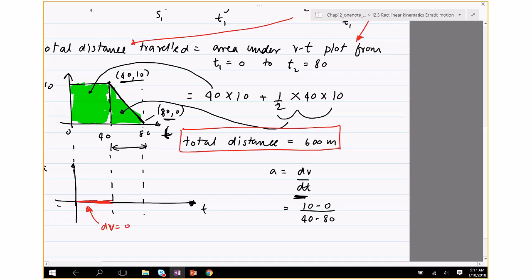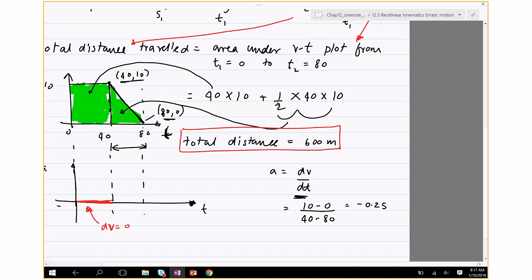Okay, now you have to be careful. You're going to take the same points. 40 comma 10 is 1 point, so 40 and 10 appears first, and 80 comma 0 is the second. So don't just swap them because 80 is greater than 40. You've got to take them in the same order, otherwise you get the wrong sign. So when you do this, you get minus, I think, 0.25.